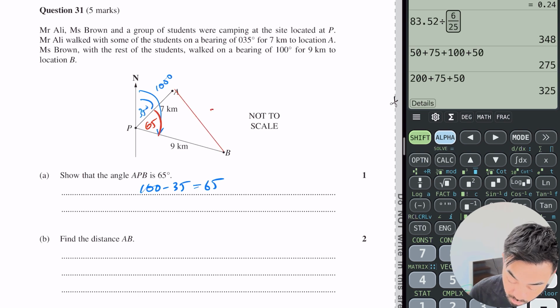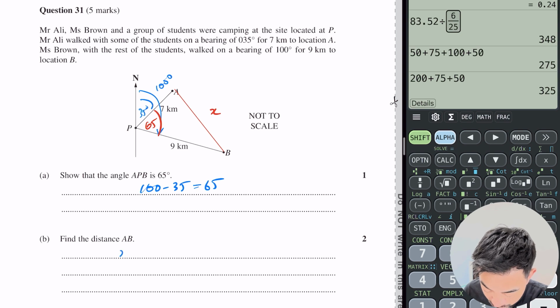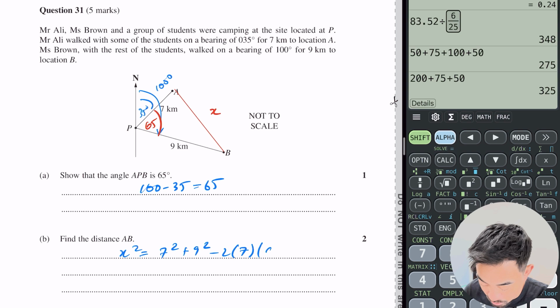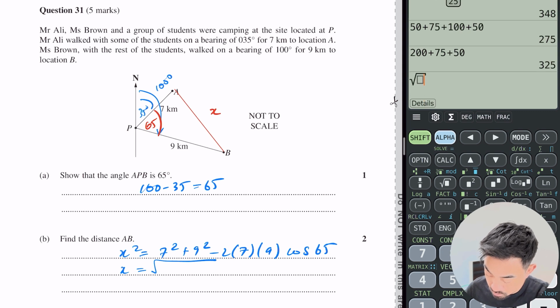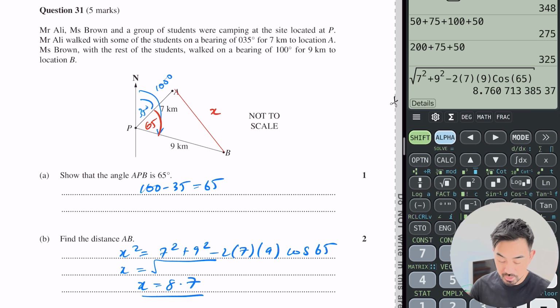Find the distance AB. So this looks like it's going to be your cosine rule, right? Because you've got 2 sides and an angle. So let's go. So x squared is equal to 7 squared plus 9 squared minus 2 times 7 times 9 cos 65. And whatever answer we get, we're going to square root that. 7 squared plus 9 squared minus 2 times 7 times 9 cos 65, so x is equal to 8.7 kilometers. Okay, done.